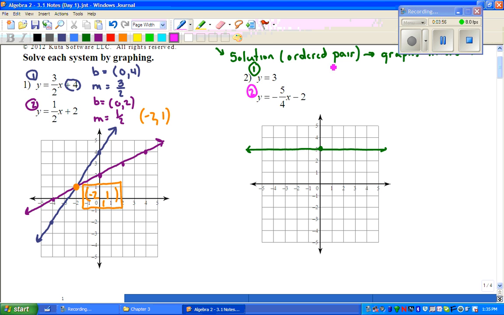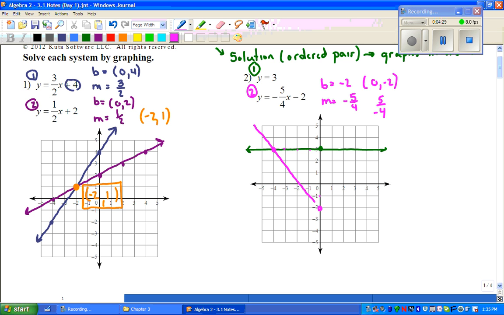My pink line now, my b value is equal to negative 2, so my ordered pair is 0, negative 2. My m value is equal to negative 5 over 4. So I'm going to go down to 0, negative 2, and then I have negative 5 over 4. But I can't go down 5, so I'm actually going to turn it into 5 over negative 4. I'm going to go up 5: 1, 2, 3, 4, 5. I'm going to go left 4: 1, 2, 3, 4. That's my negative.